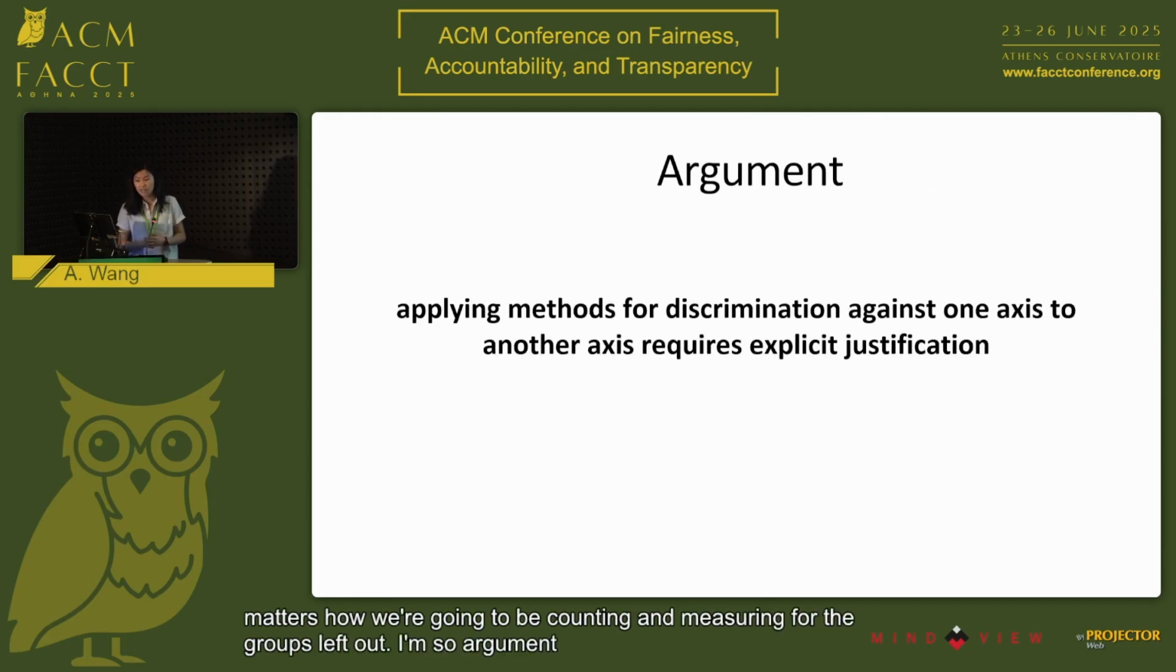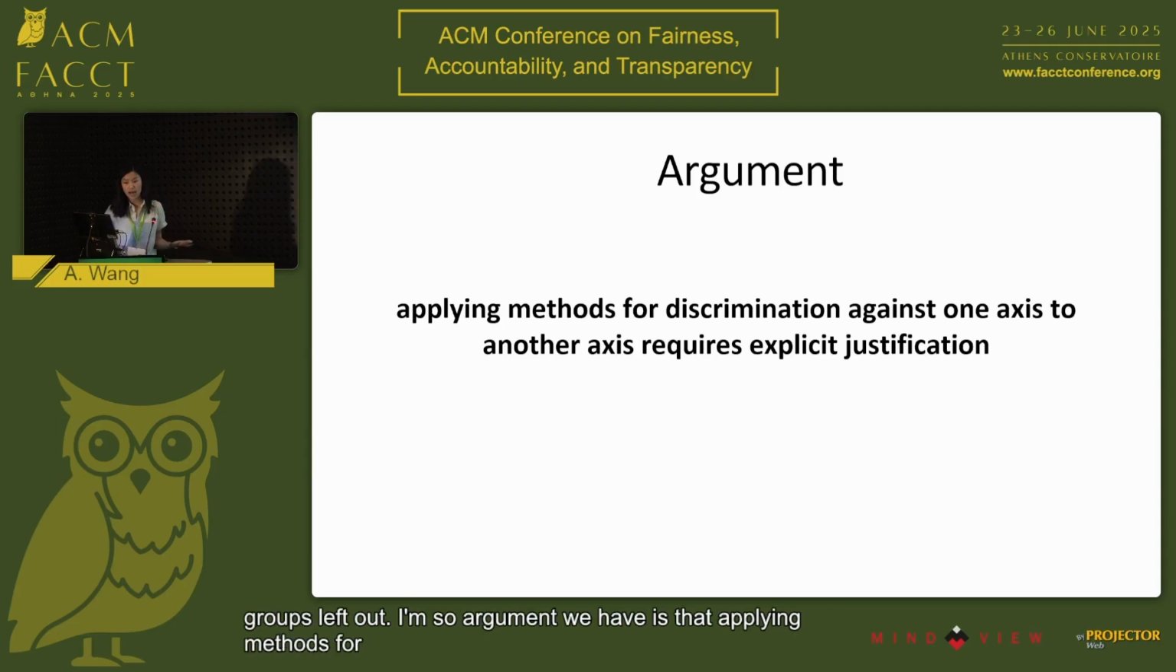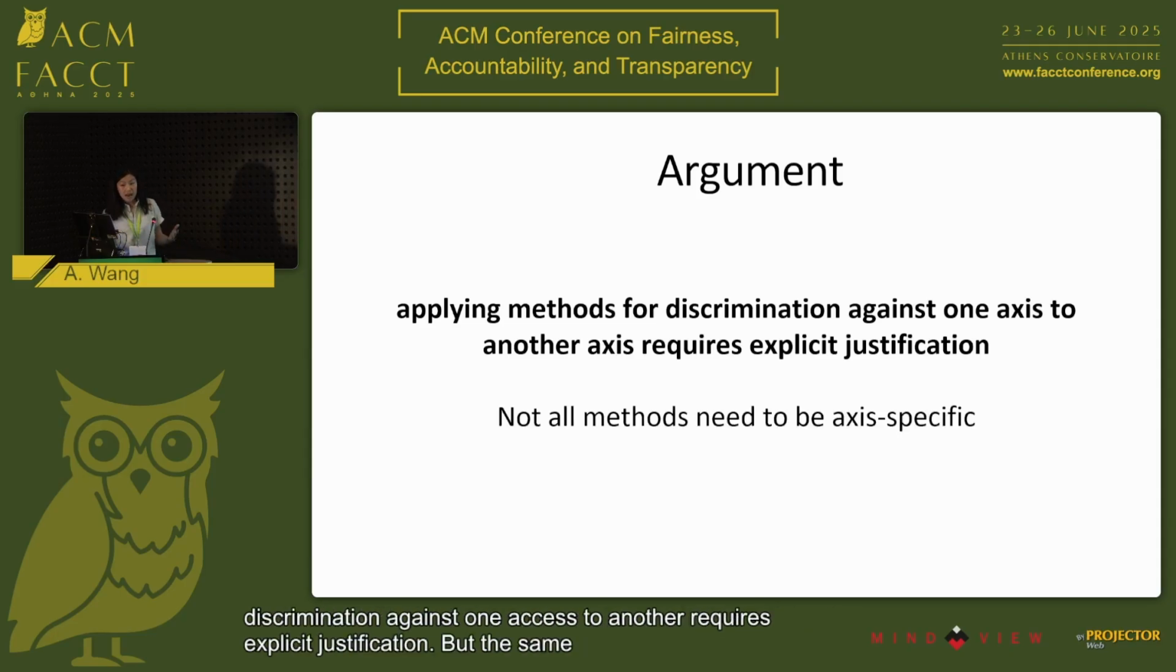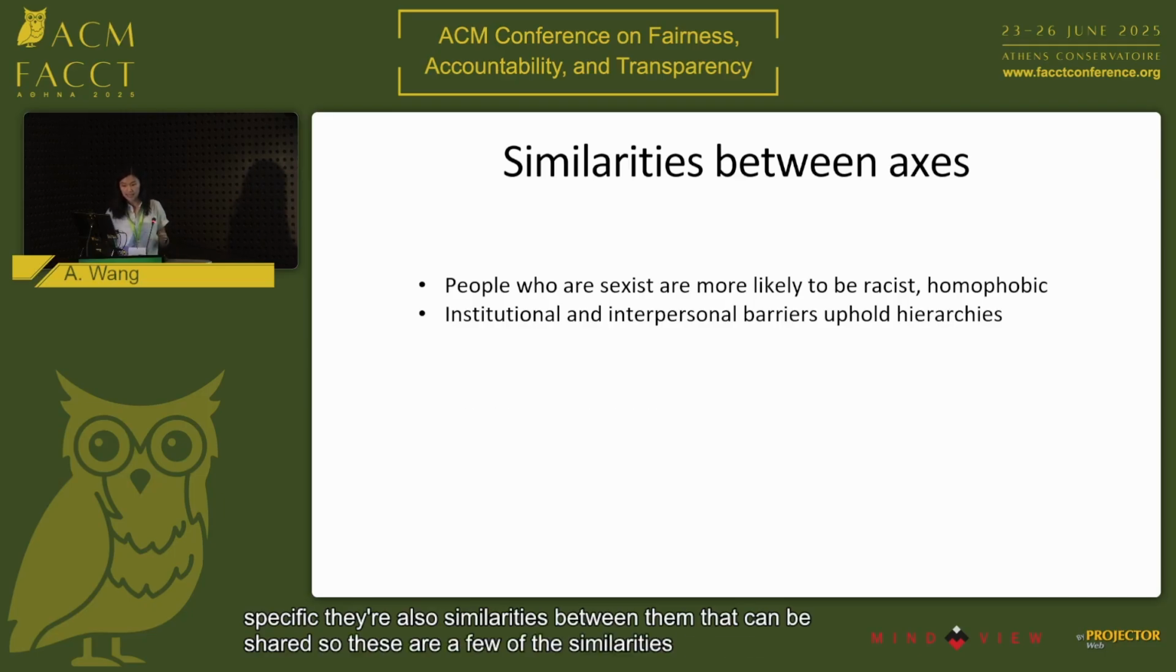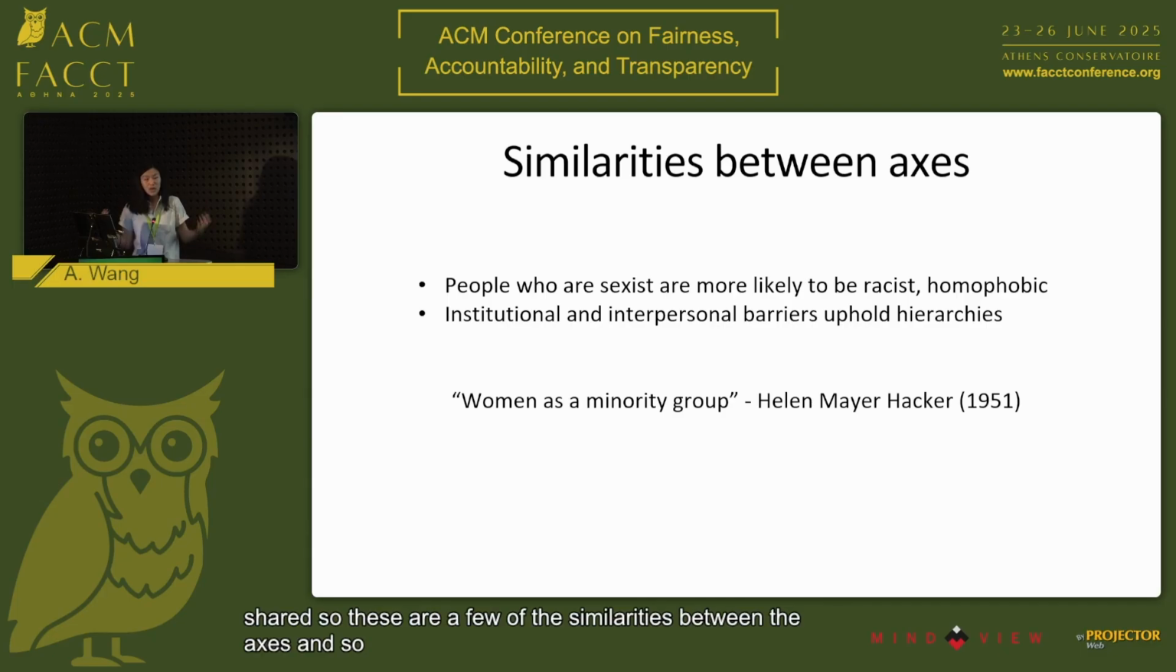So the argument we have is that applying methods for discrimination against one axis to another requires explicit justification. But at the same time, not all methods need to be axis-specific. There are also similarities between them that can be shared. So these are a few of the similarities between the axes. And so there are different ways we can actually draw from this.